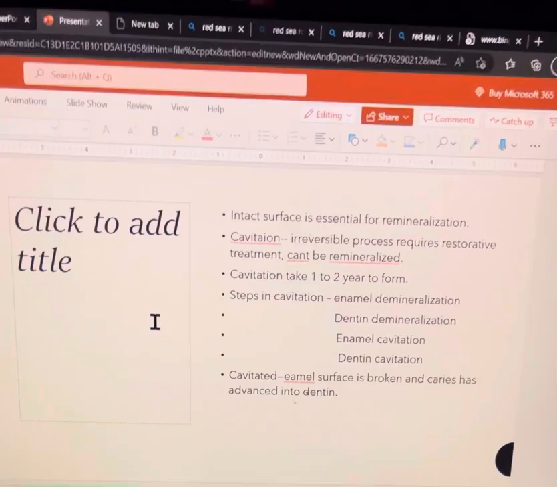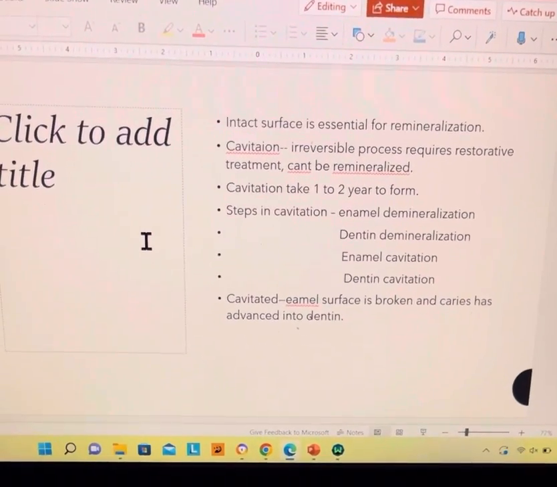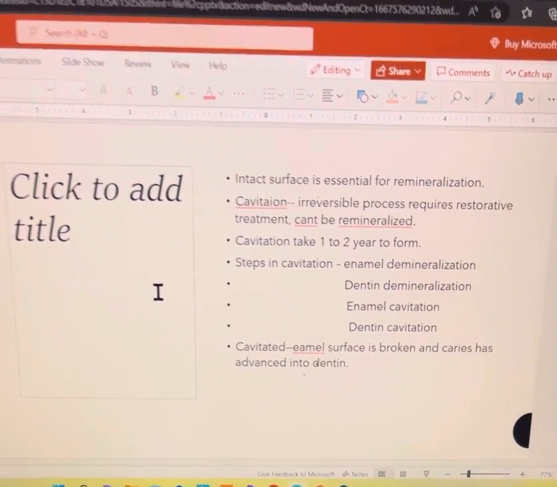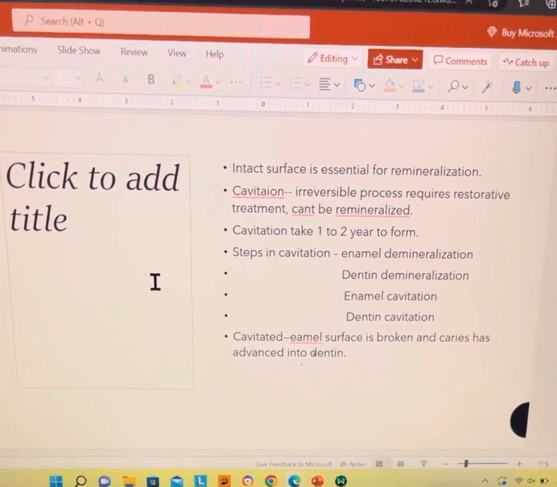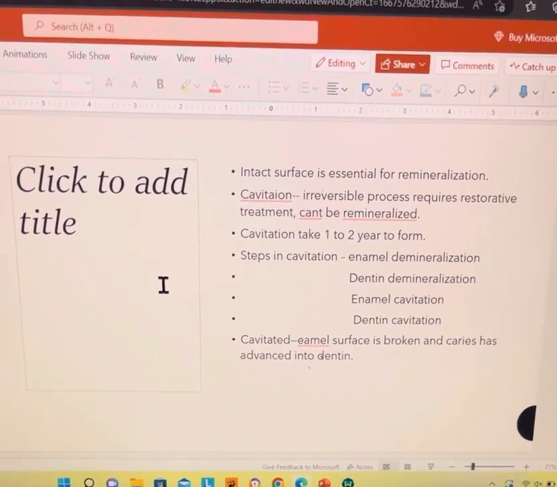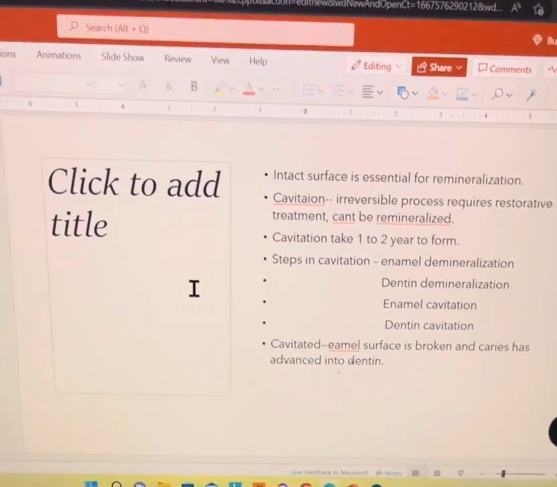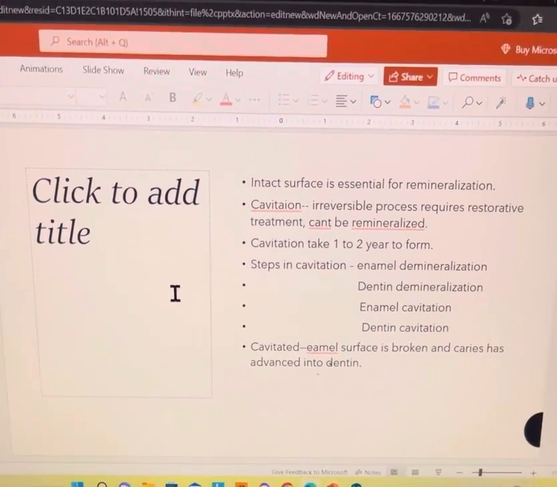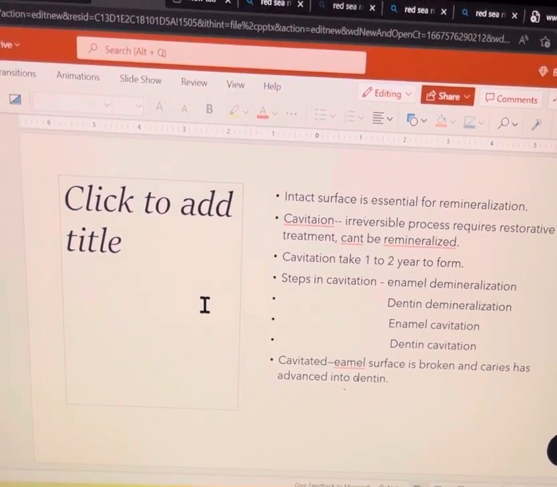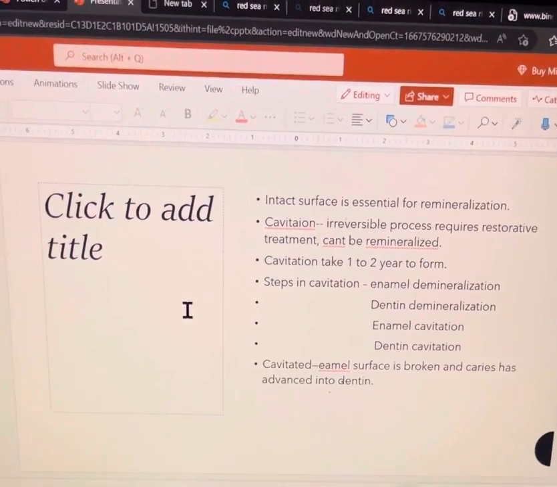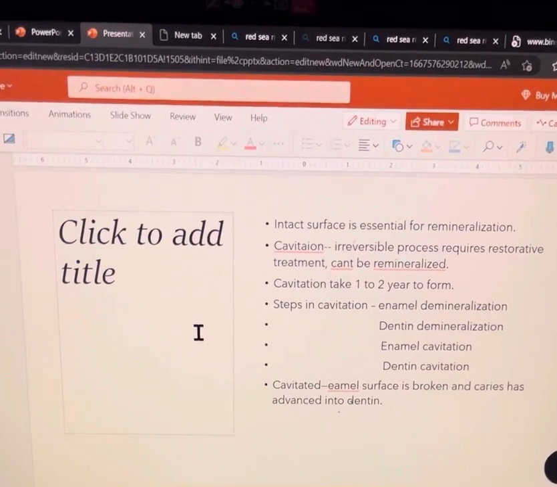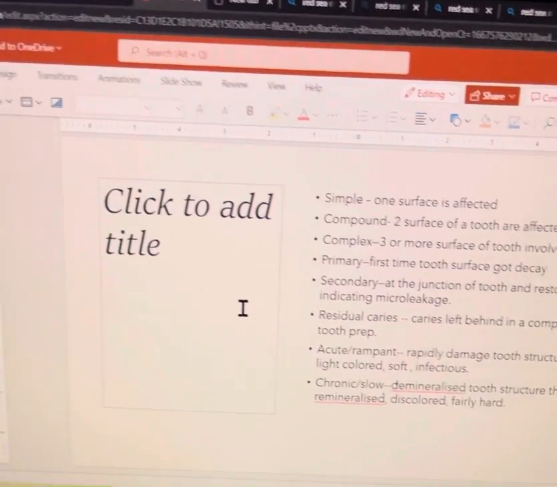Next, if we want the tooth to be demineralized, an intact surface has to be there. Cavitation, once the cavity has formed, is an irreversible process. It requires restorative treatment, it cannot be remineralized. Cavitation takes 1 to 2 years to form, and the tooth surface is not intact anymore. What are the steps in cavitation? First enamel demineralization, then dentine demineralization, then enamel cavitation. A cavitated enamel surface is broken, and caries has already progressed into dentine.